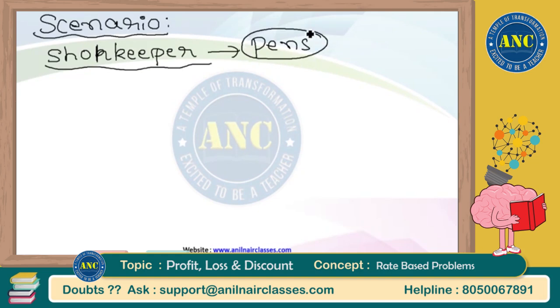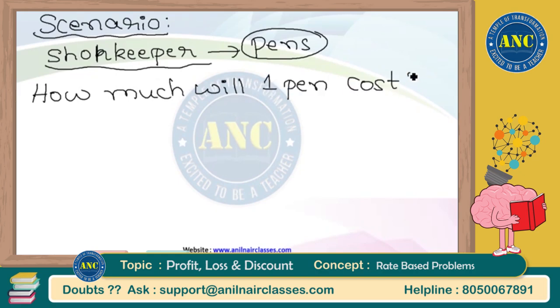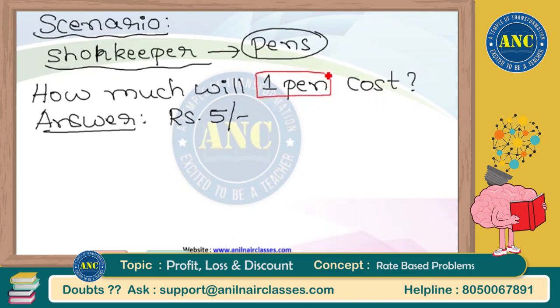Now you come to my shop and ask me a question: how much will one pen cost? I answered that one pen will cost 5 rupees. Your question is how much one pen costs, and my answer is that one pen will cost 5 rupees. That means you are asking me the cost of one pen, and I am telling you the cost of one pen is 5 rupees.